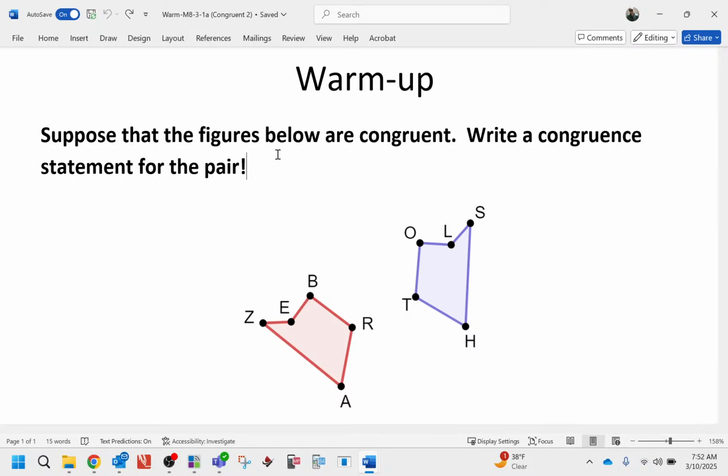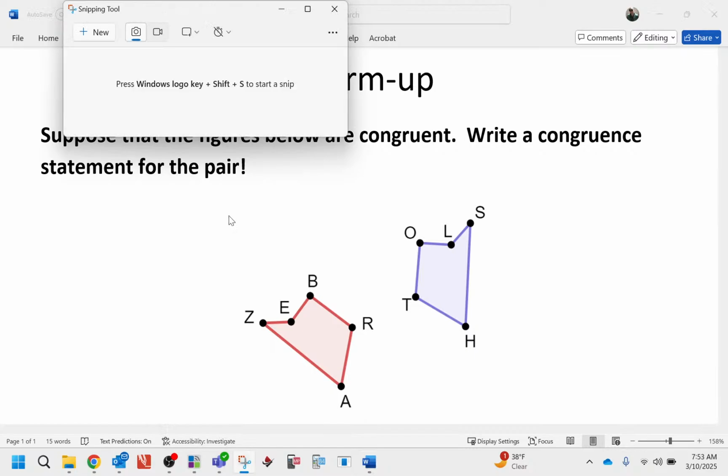Let's see here, guys. Just so you know, this is what a level 1 is going to look like for your skill check tomorrow. I'm just going to give you 2 congruent figures or 2 similar figures, and the only thing you have to do is write the congruence or similarity statement. Okay? So for this one, let's go ahead and clip that off.